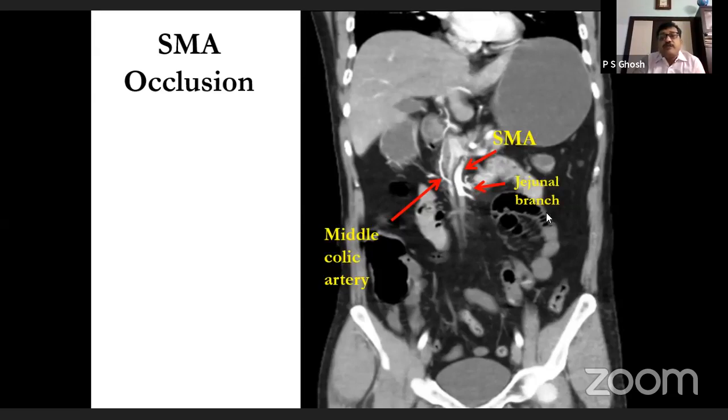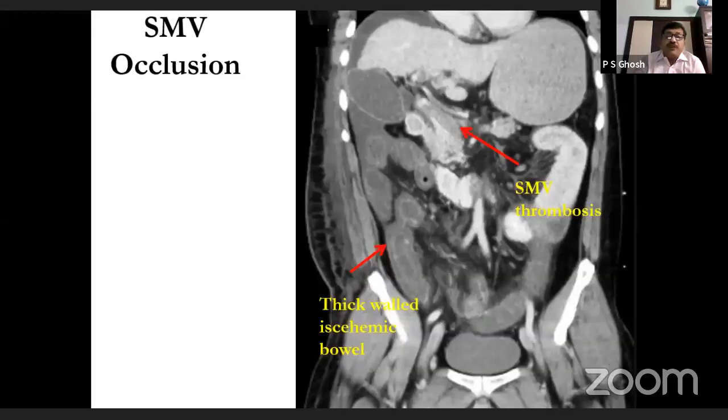And you can see that the proximal jejunum has survived, but as the right colic branch is gone, we can see that there are some problems in the cecum. So this is how SMA occlusion can be well picked up in CT scan. So we don't perform angiography nowadays.